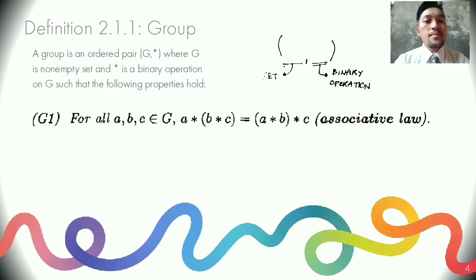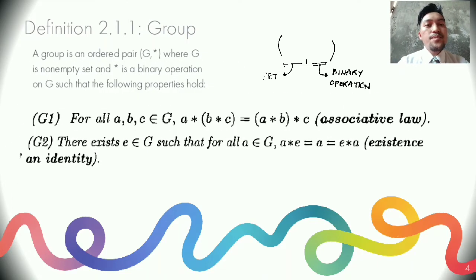For G1, for all a, b, c that are elements of G, (a star b) star c equals a star (b star c). We know this property is associative, and a group holds the associative law.